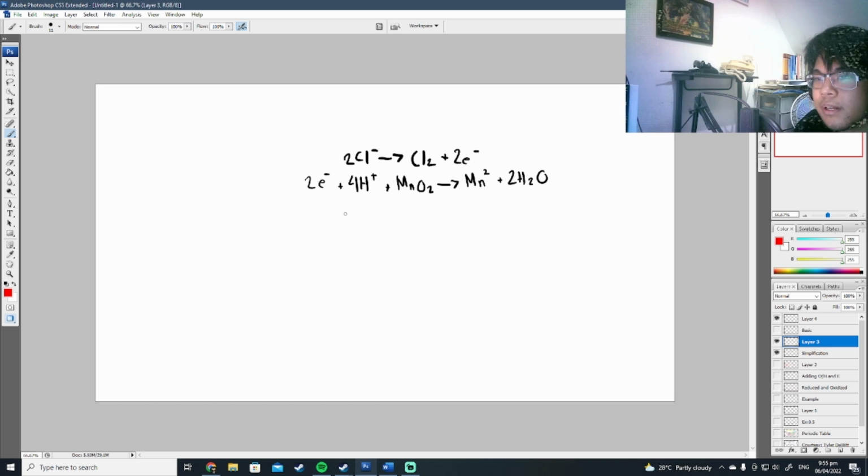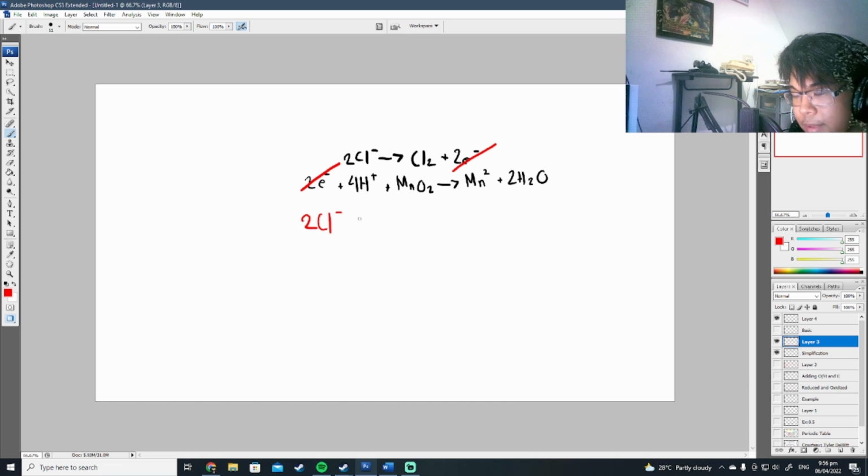There we go. So these are the numbers that we got last time. What we do now is basically cancel out the electrons. Here we have 2e minus, the same on both sides, meaning to say it cancels out. And then we can rewrite the whole equation by combining the left sides into one.